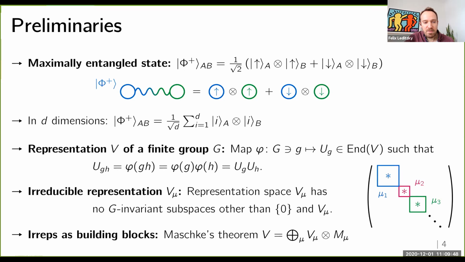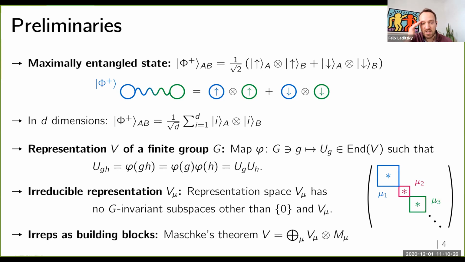And a very important concept in representation theory is the so-called irreducible representations, or irreps, as people call them to save some time. So when you have a representation space and you let the group act on it, then sometimes there are some invariant subspaces. And an irreducible representation, or irrep, is a representation space that has no G-invariant subspaces other than the trivial ones, because the zero space and the full space are always subspaces of a vector space. But if there are no other G-invariant subspaces, then we call this representation irreducible.